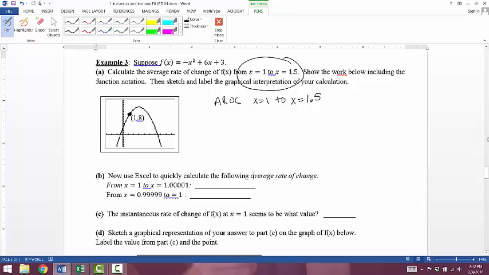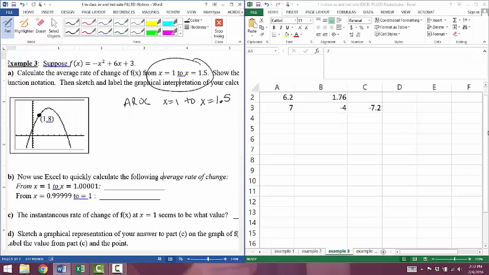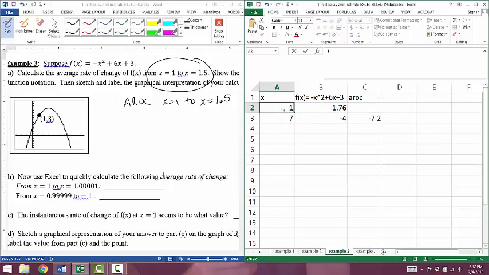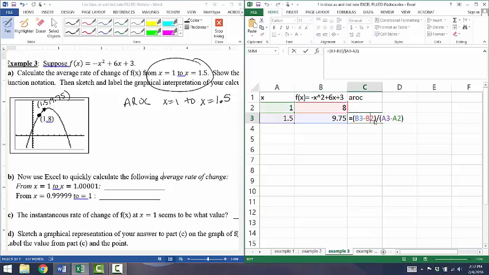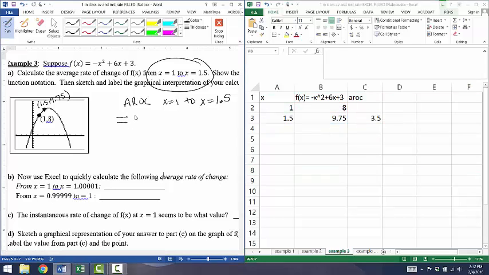I'm going to have Excel help us with the quick calculation here. So in Excel, I made a little input-output table. I'm going to plug in x is 1 and x is 1.5. I have the function values over here on the right. So for example, 1, 8 is a point, and the other one here is 1.5 comma 9.75. And then I added a column to the right that calculates the average rate of change between those 2 points, y2 minus y1 over x2 minus x1 in parentheses. So when I pop that in Excel, I see that I get 3.5.